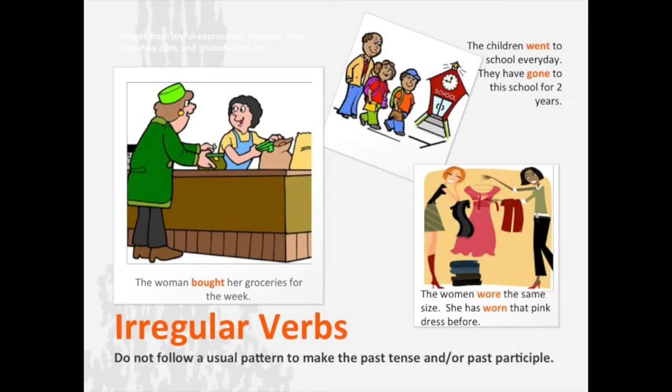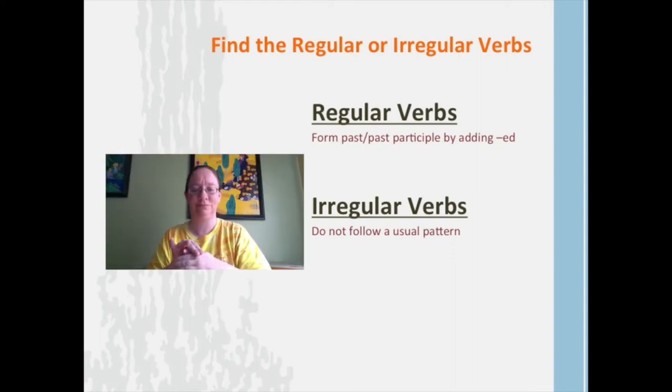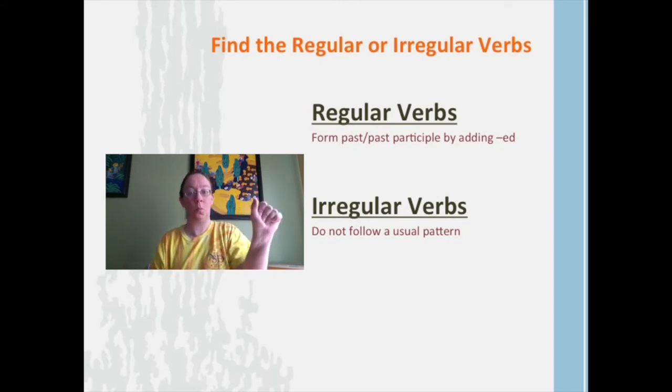So remember, irregular verbs do not follow a usual pattern. Let's try some examples. In the next few videos, try to find the verbs. After you have found the verbs, try to figure out if the past tense or past participle was regular or irregular. Remember, if it was a regular verb, you would form the past or the past participle by adding the ed suffix to the end. If it's irregular, it will not follow a usual pattern. Are you ready to give it a try on your own? Good luck!